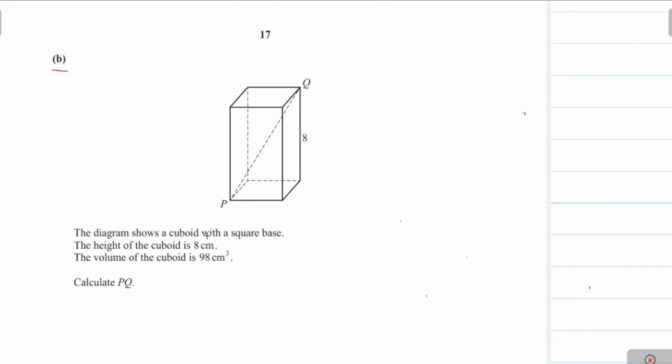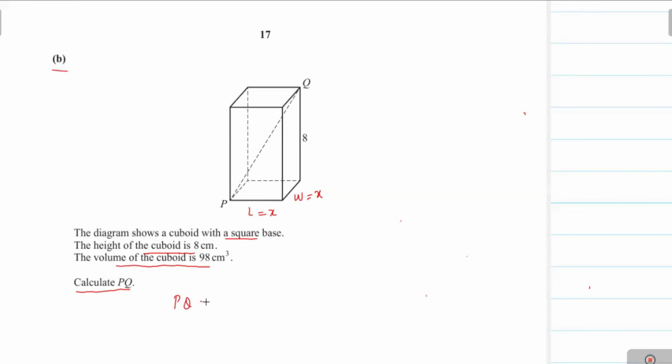Part B, the diagram shows a cuboid with a square base. The height of the cuboid is 8 centimeters. The volume of the cuboid is 98 cubic centimeters. Calculate the length PQ. You see here, this is the cuboid and we suppose that the length is x. Therefore, the width of the cuboid is also x because the base is square. We have to find the length of PQ.